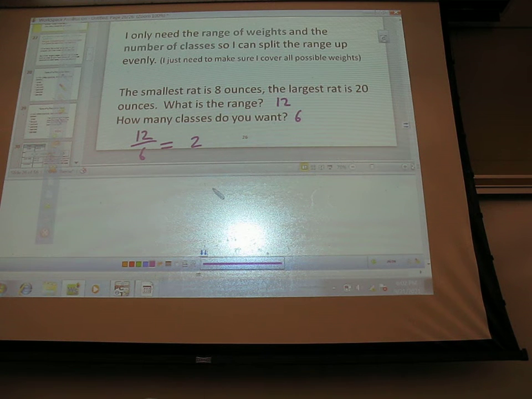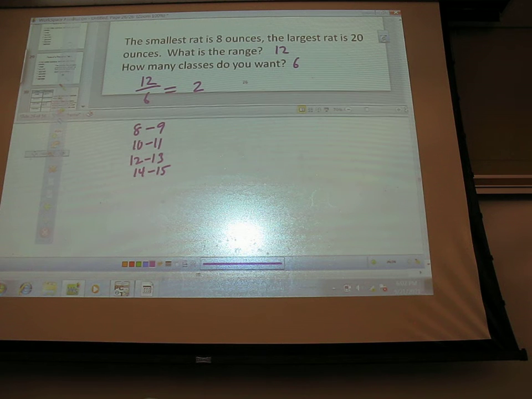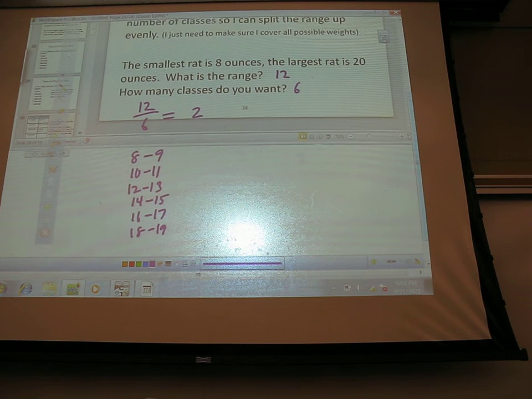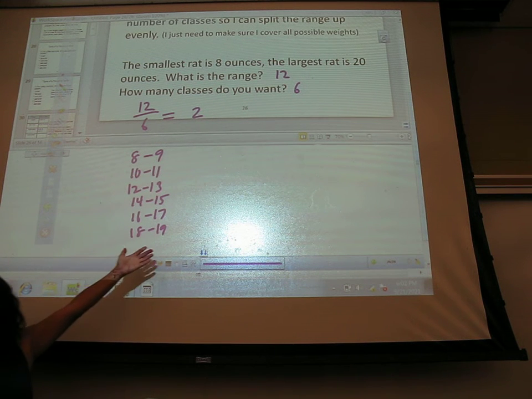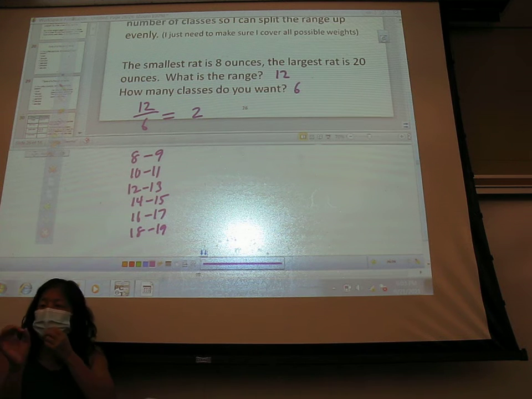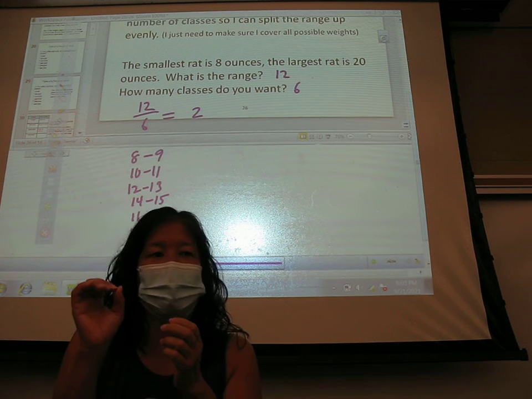If I just take 2, and I start with 8 ounces, so 8 and 9 in the first class, 10 and 11 in the next class, 12 and 13 in the next class, 14 and 15 in the next class, 16 and 17 in the next class, 18 to 19 in the next class. I have my 6 classes, and there's nowhere for the 20-ounce rat to go. There's no spot for him. Because of this whole 10 to 20 pages is 11 pages, not 10 pages. That's why.